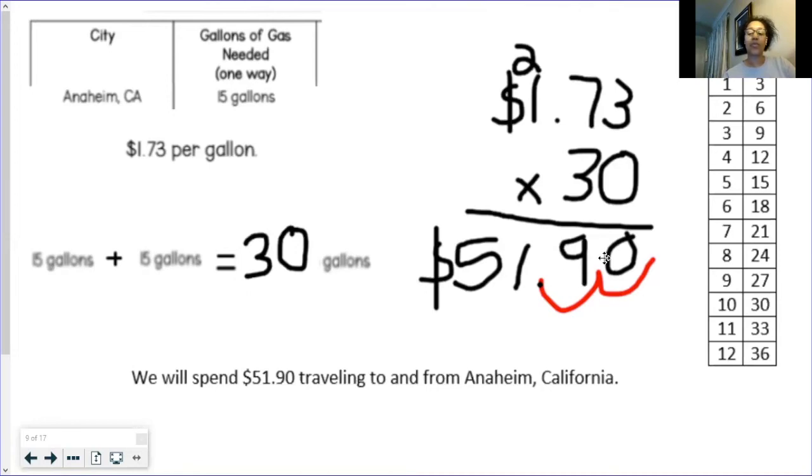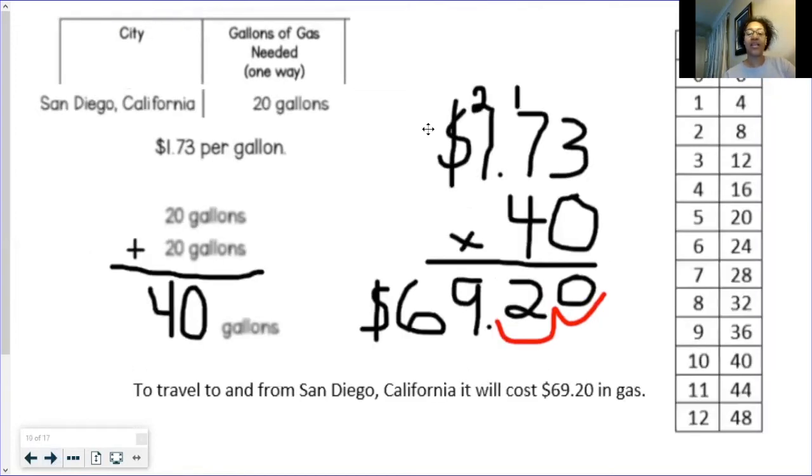And I also remember that I needed that placeholder there, being that I did not have any numbers other than 0 that were going in the ones place to represent that column. Here's my sentence that shows the amount of money that we needed to spend when traveling to and from Anaheim, California.